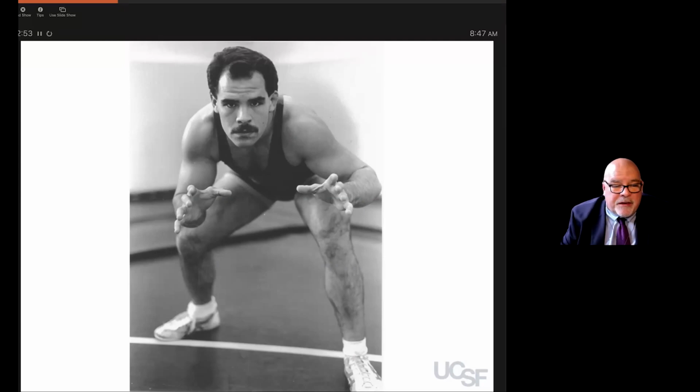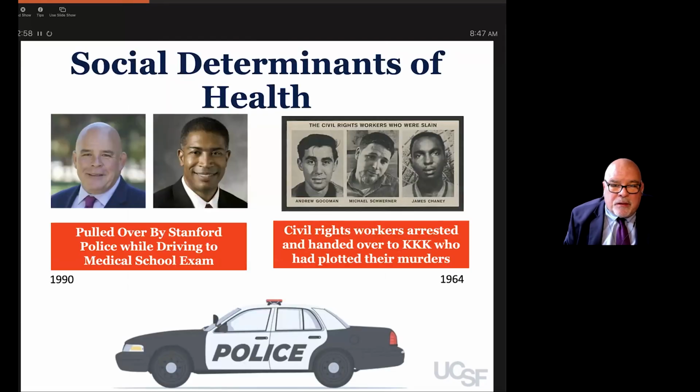This is how I looked when I started medical school. And when Professor Roberts talks about the social determinants of health, I want to remind her that I've experienced these.